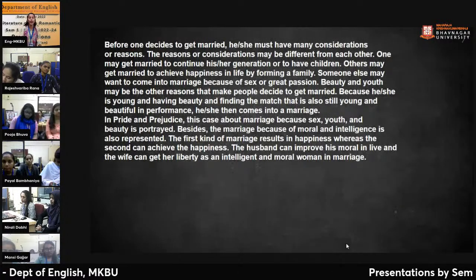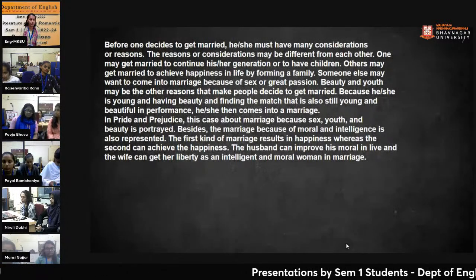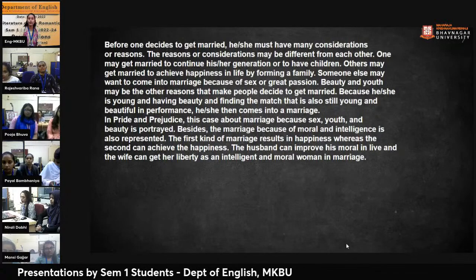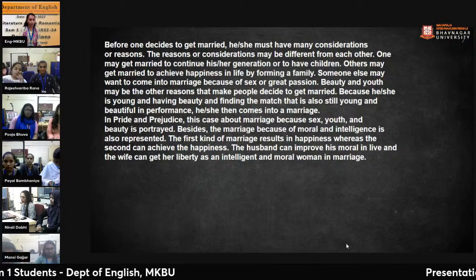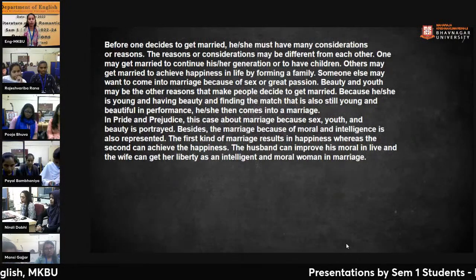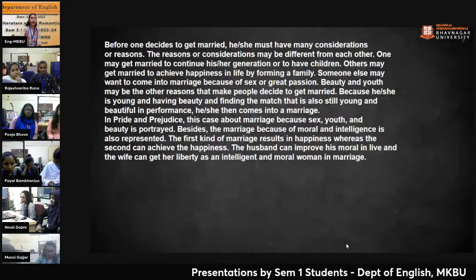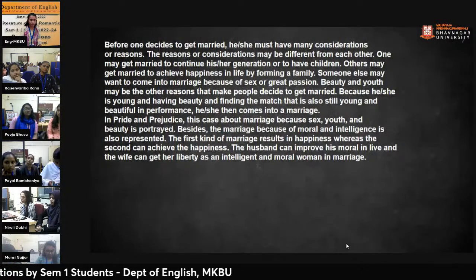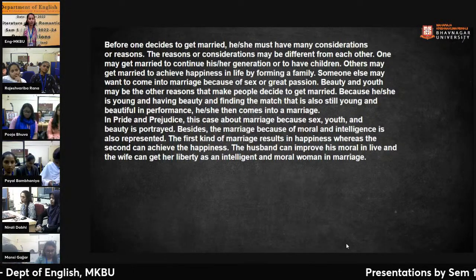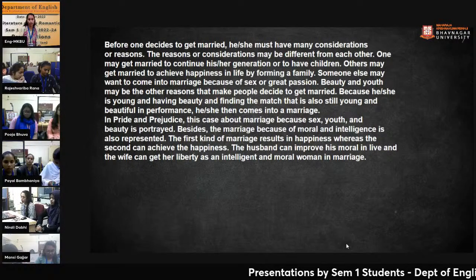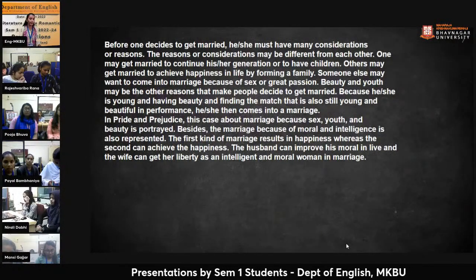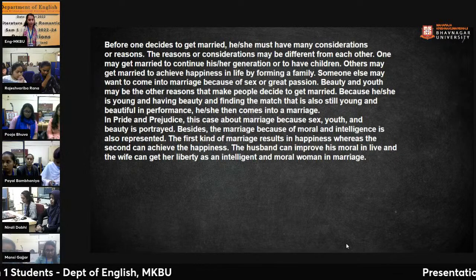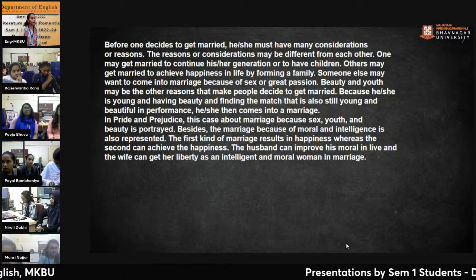Before one decides to get married, he or she must have many considerations or reasons. The reasons may be different from each other. One may get married to continue her generation or to have children. Others may get married to achieve happiness in life by forming a family. Someone else may want to enter marriage because of sex or great position, passion, beauty and youth.